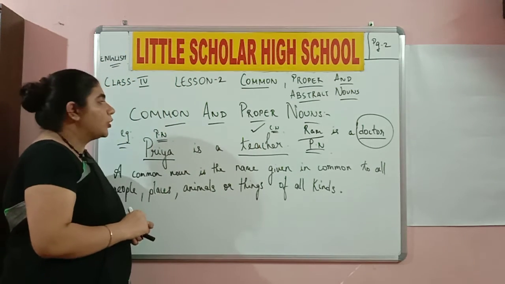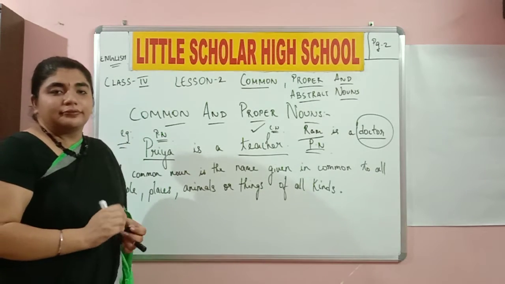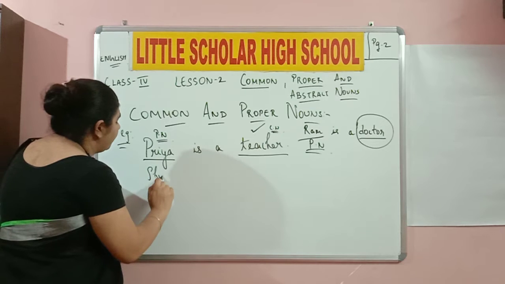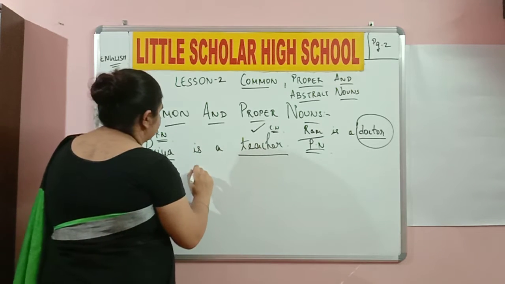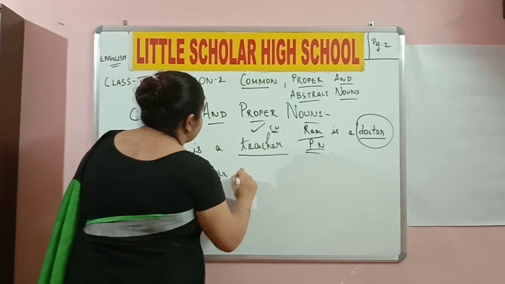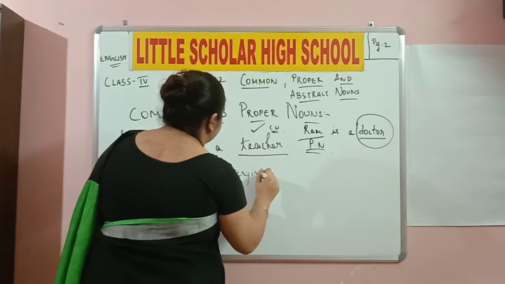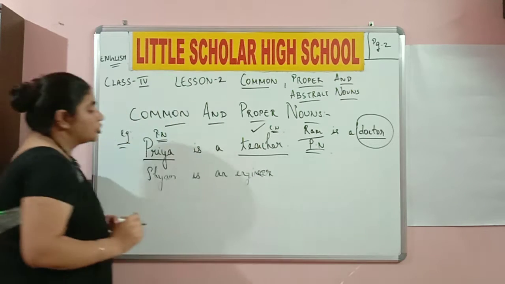Anything else you want me to discuss? One more example with you? Okay. I'll discuss one more. Okay. Sham is an engineer. So Sham is an engineer.